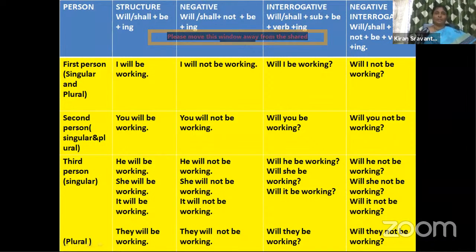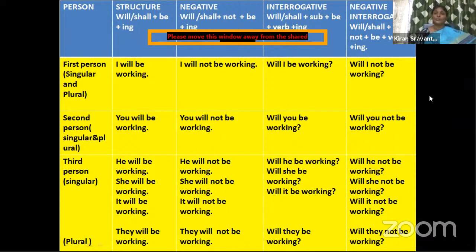Then again, we know pretty well, like first person, second person, third person. First person, I will be working. So we will be working. Coming to first person plural, we will be working. Second person, you will be working. Then third person, he will be working, she will be working, it will be working. Plural, they will be working.